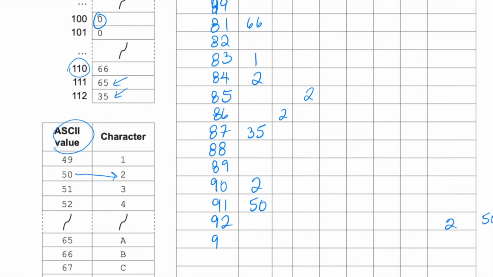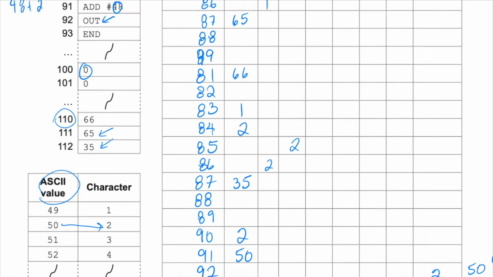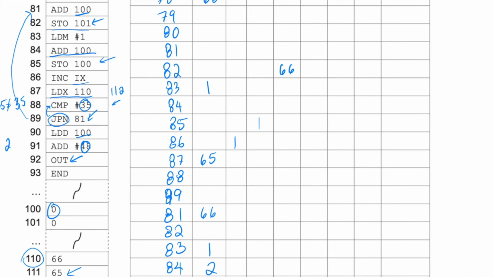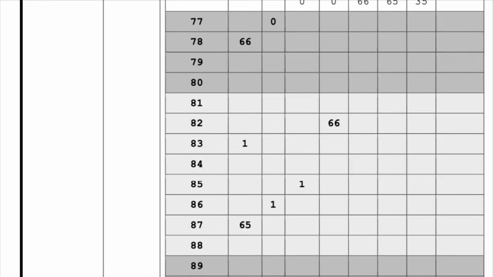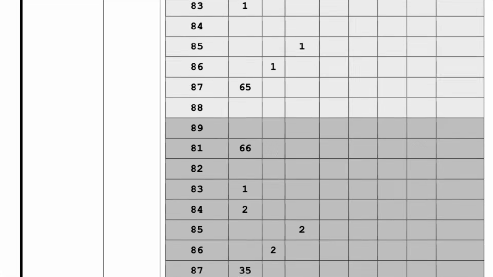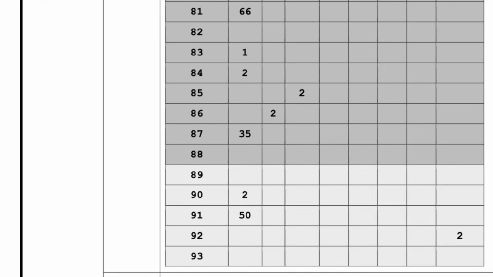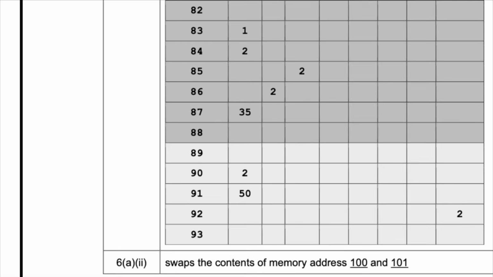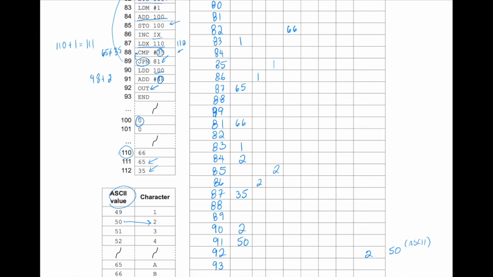That's the end. So let's go look at the mark scheme and see what we got right and what we got wrong. 66, we have 1s, 1, 2, 2, 35, 250, and it actually looks like we are good to go. So let's move on to the second part of this question.